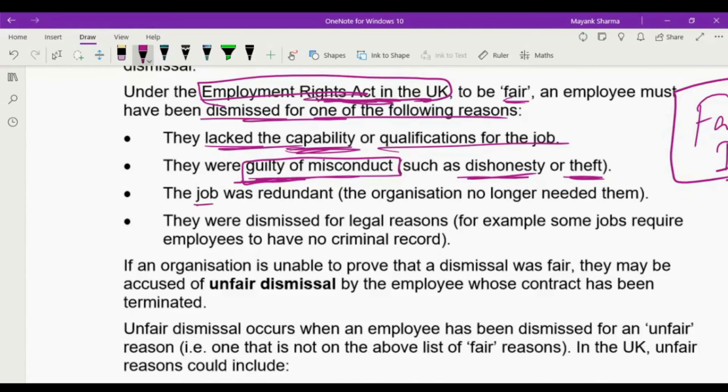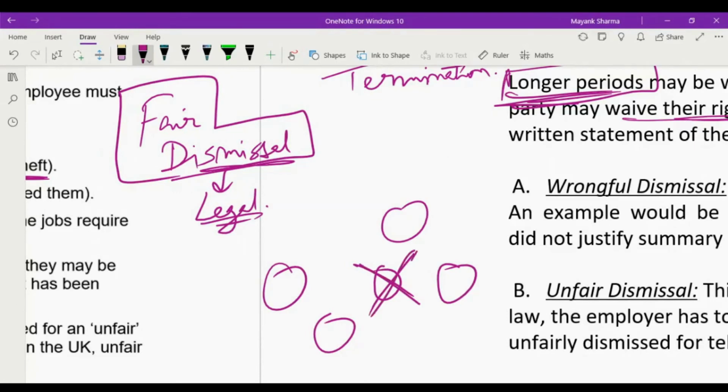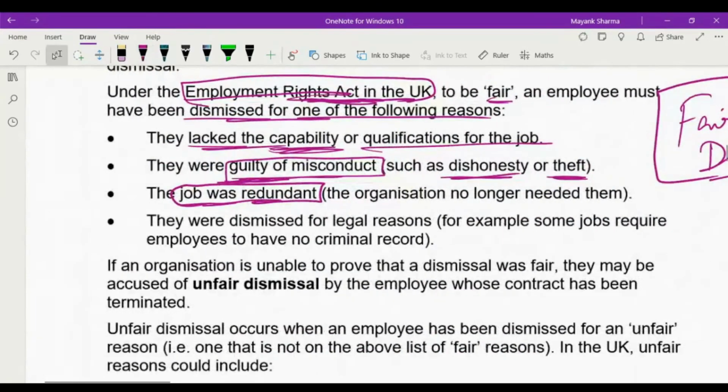Also, sometimes the job can be redundant. How can it be? Like, for example, your business had branches in 5 cities, and one branch you are shutting down because of low business or no business or losses. So all the staff in that 5th branch can be dismissed due to redundancy. Redundancy means the job is no more required, the position is no more required, or the organization is shrinking the number of employees, right?